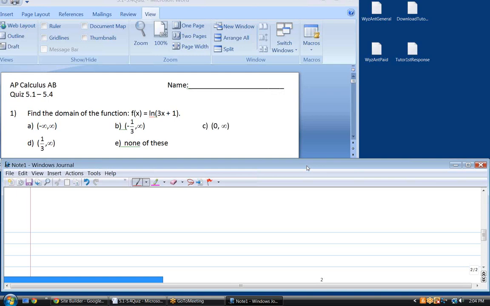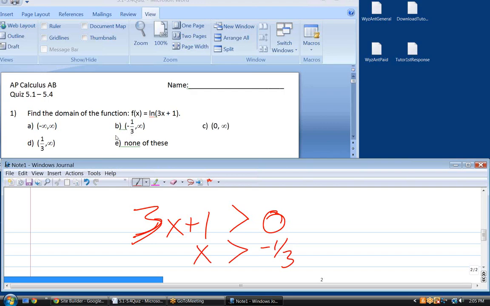So how are we going to solve this? Finding the domain of the function f of x equals the natural log of 3x plus 1. The domain is the x values it could be, so isn't that just anything that keeps that positive? So we're going to set 3x plus 1 greater than 0. Not greater than or equal to, but greater than 0. So x has to be greater than minus 1/3.